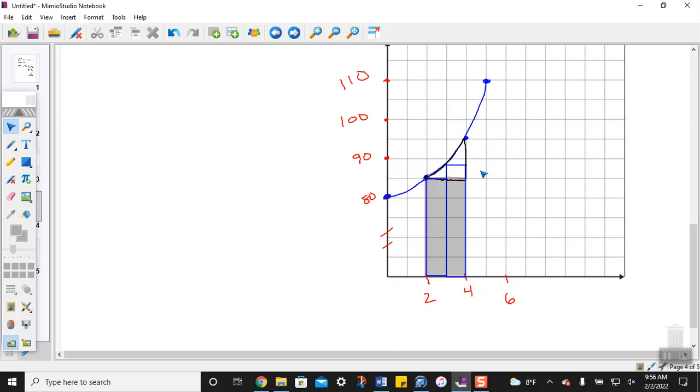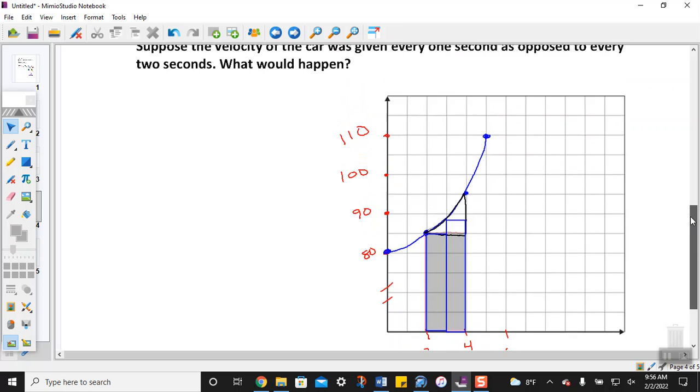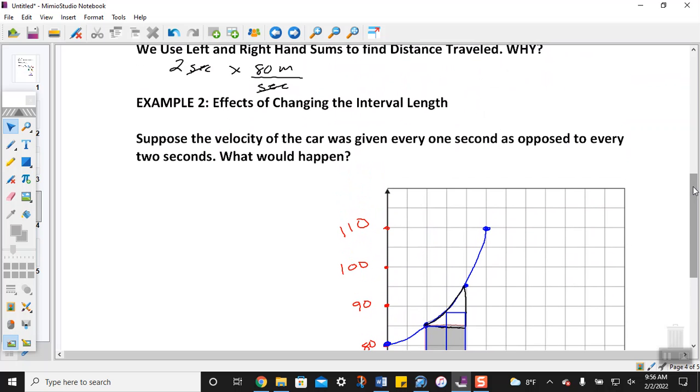So the question that we're trying to talk about here is this. It says, suppose the velocity of the car was given every 1 second as opposed to every 2 seconds. What would happen? You would say my estimates would be more accurate. So is it okay to say the shorter the time interval, the more accurate the estimate? Let's write that, okay? So this means the shorter time interval.